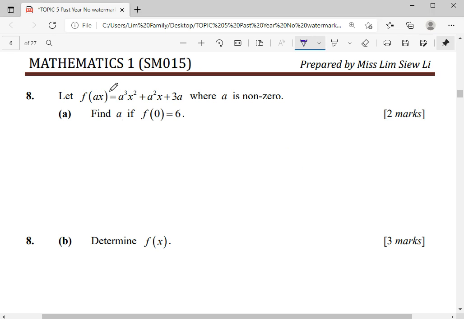Okay, so for question 8, they say f(ax) equals this expression. They ask to find a if f(0) equals 6. It means that what we substitute here is ax being substituted by 0, because you are mapping ax to this answer. So in place of ax here is replaced by 0 and your answer is equal to 6.